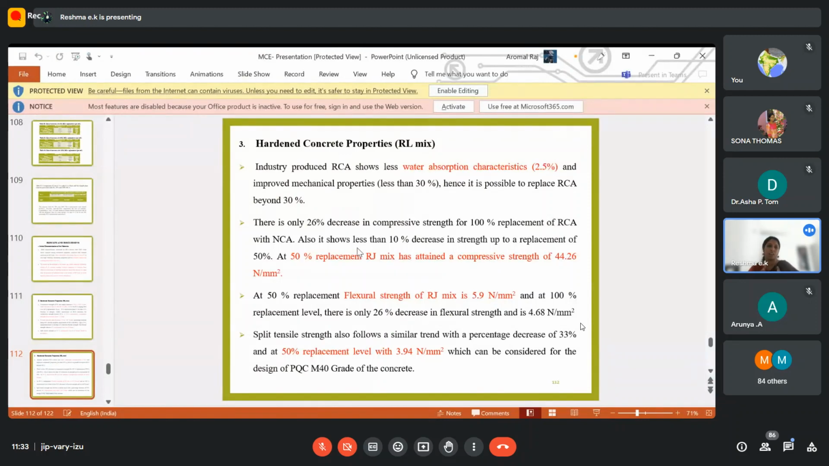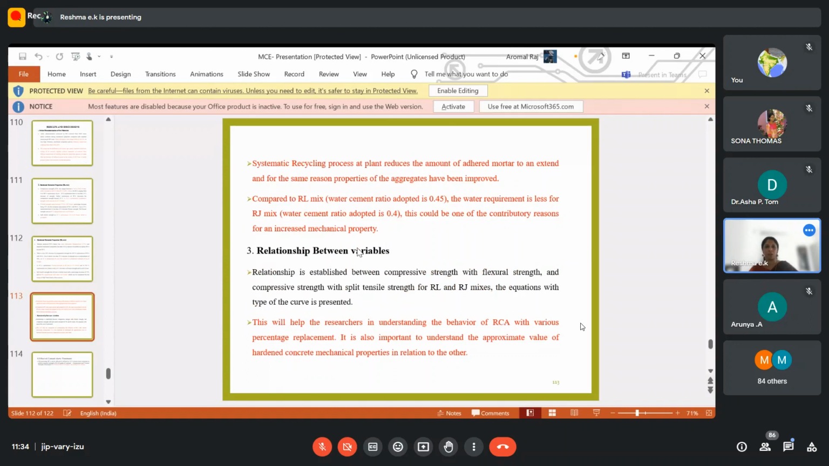So it's not that only 30, 50, 70, 80 percent is recommended. I feel 100% should be used in a very sustainable way, with some treatment which costs a little less. Whatever relationships I have made will help other researchers in understanding the behavior of RCA with some percentage replacement.